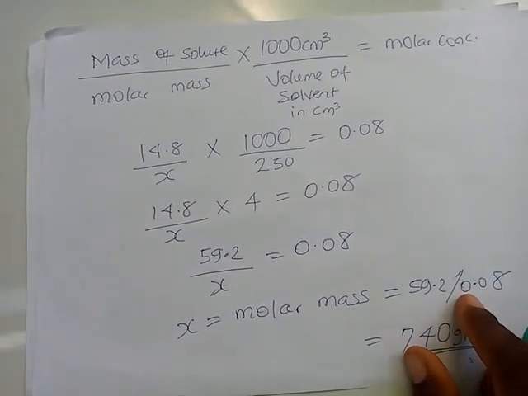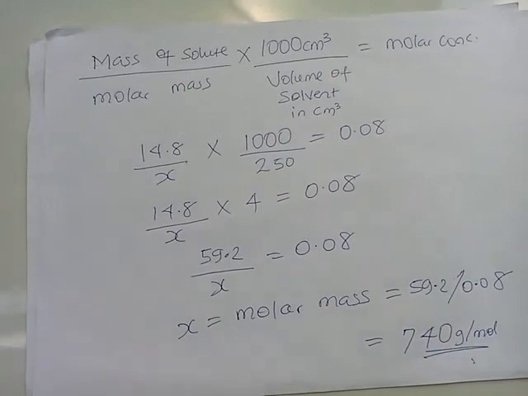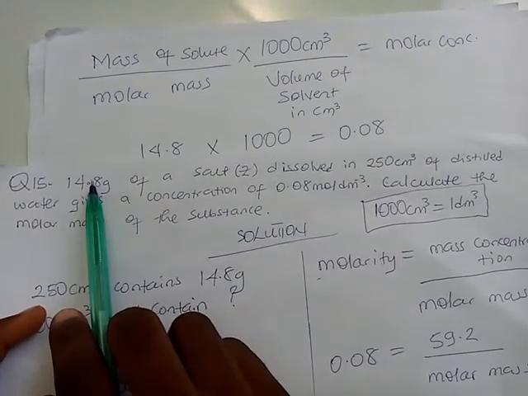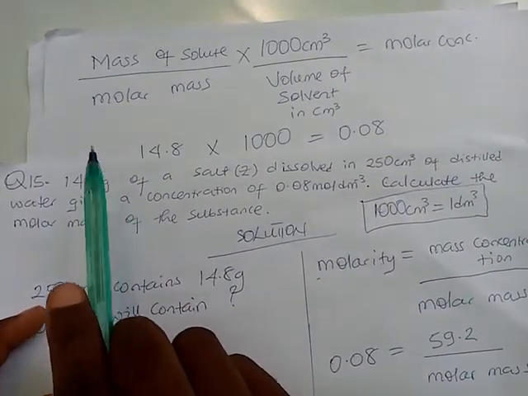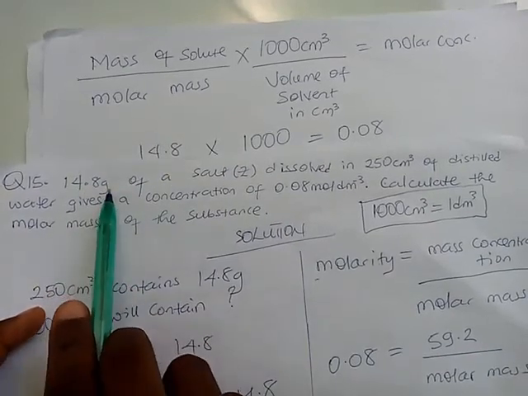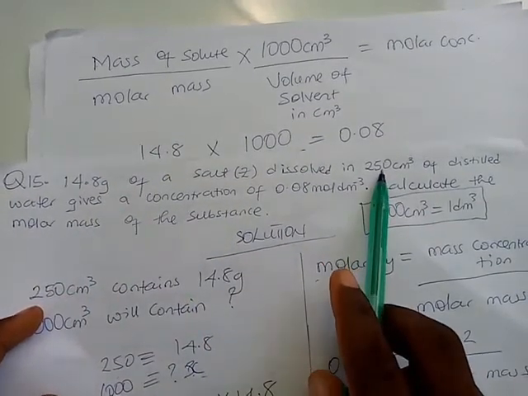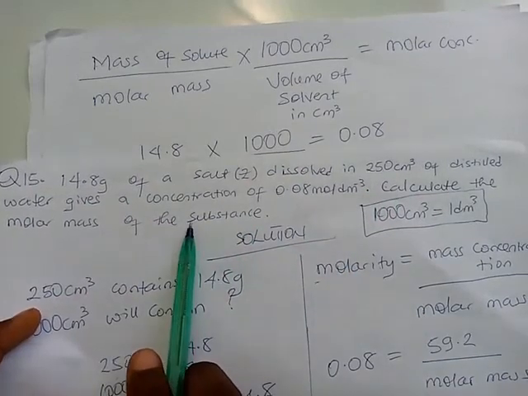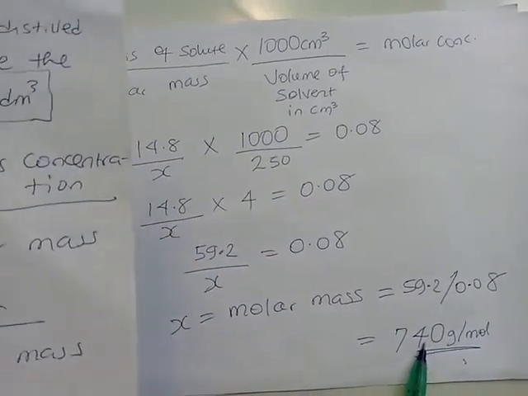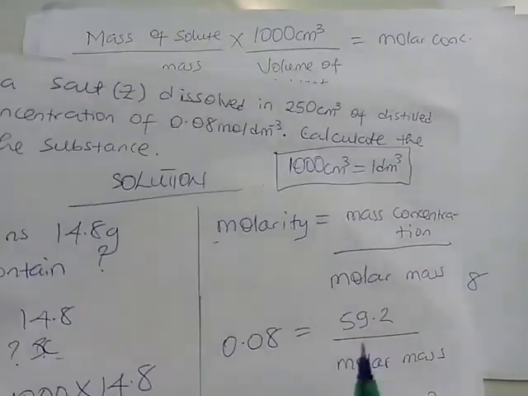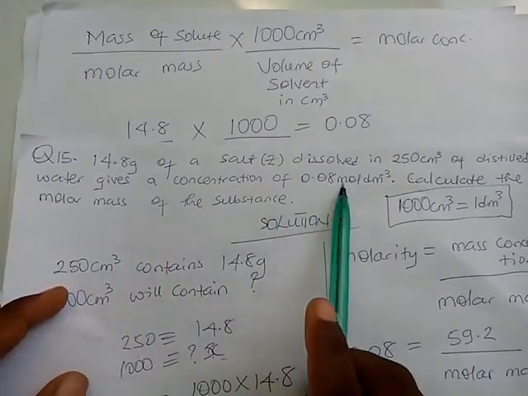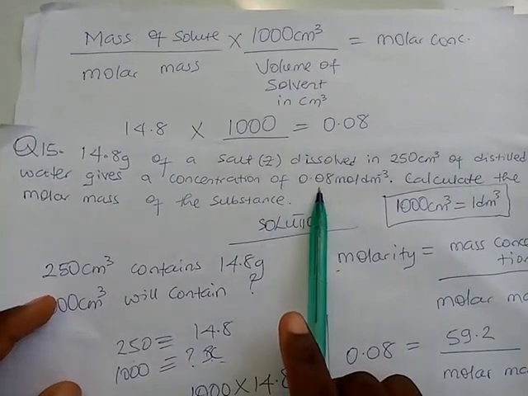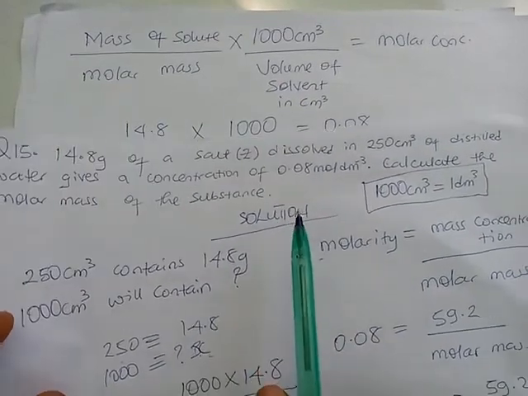What this means is that the molar mass of this salt that was dissolved in 250 cm cube of distilled water is actually 740 gram per mole, if it gives us a concentration of 0.08 mole per dm cube.